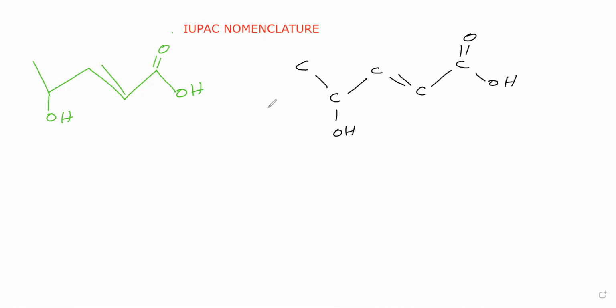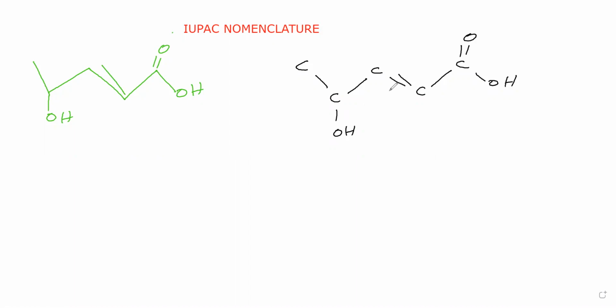So in this compound, one functional group carboxylic acid is present. Next, a CC double bond is present. Next, an alcoholic group, OH group, is present. So what are the functional groups present in this compound? One is carboxylic acid, one is CC double bond, next one is alcoholic group, OH group. These are the functional groups present in this compound. Okay.